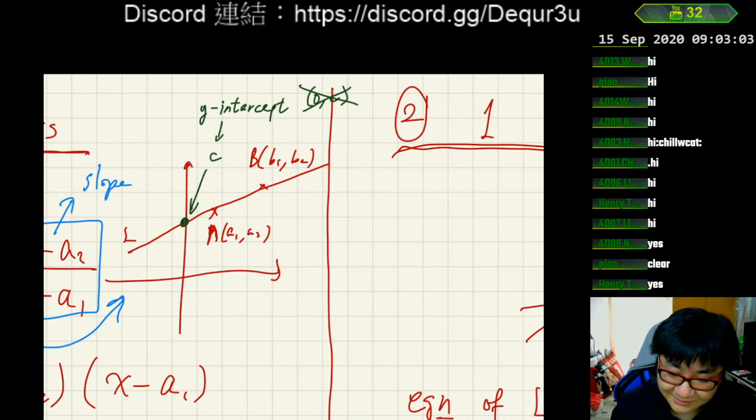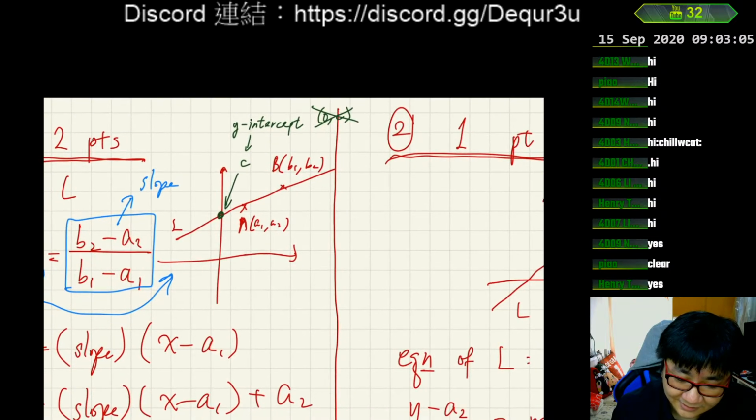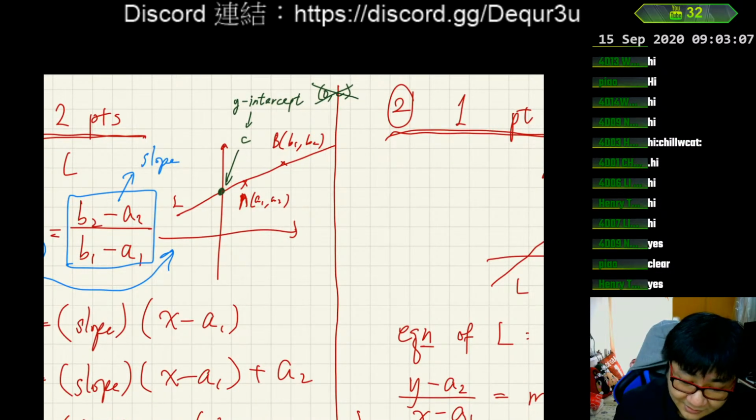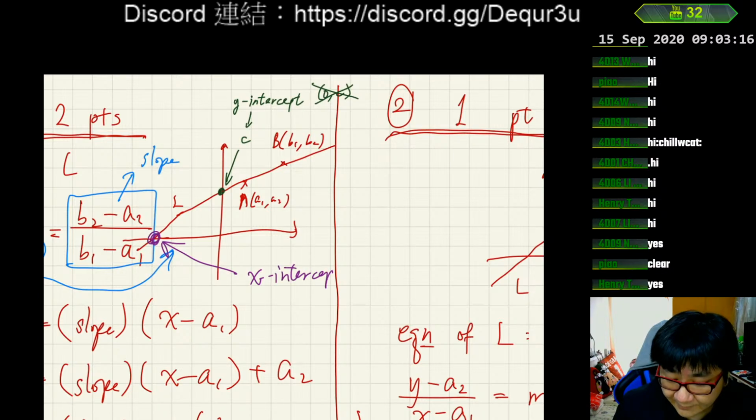Similarly, there is a similar name for the x coordinate at the x-axis as well. If we make this line a little longer, it will cut the x-axis at some point, and this position is the x-intercept. Again, the x-intercept is a number.